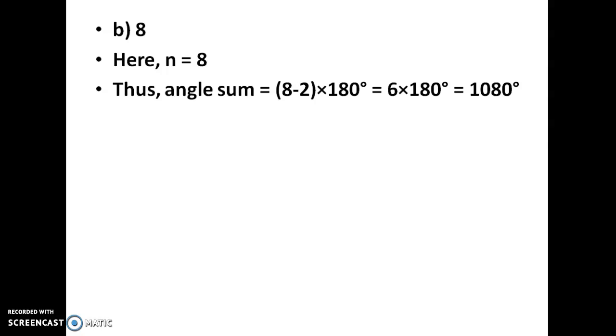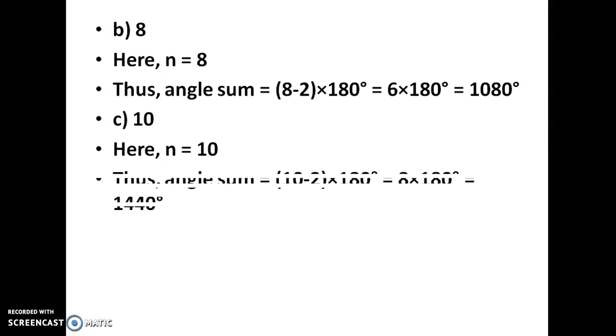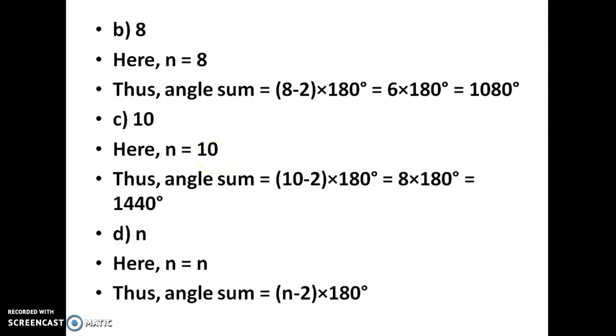If the sides are 8, n is equal to 8. Put it in the formula: 8 minus 2 into 180, so 6 into 180 equals 1080 degrees. Then if n is equal to 10, 10 minus 2 equals 8 into 180 equals 1440 degrees. This is the sum of the angles of a 10-sided figure. For n, it is the same formula: (n minus 2) into 180.